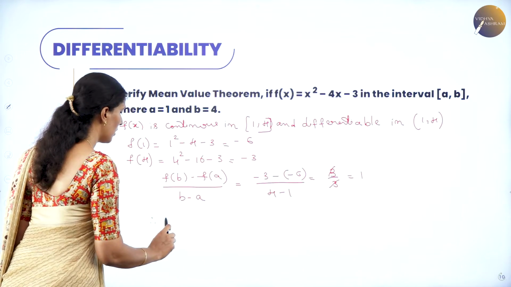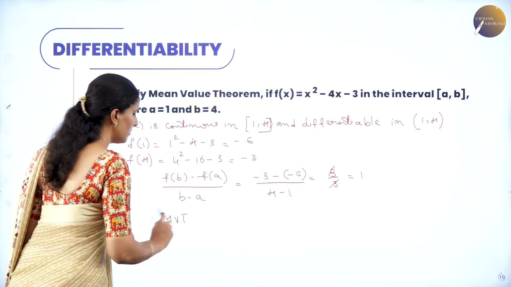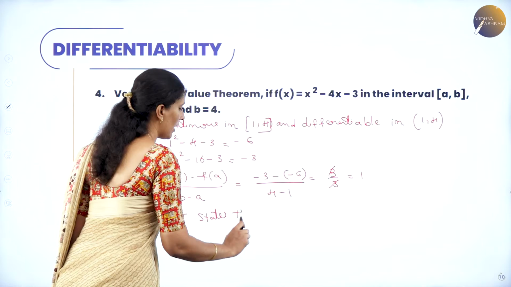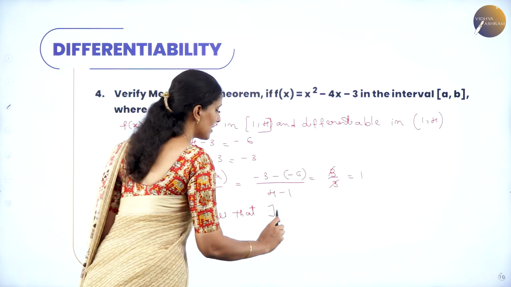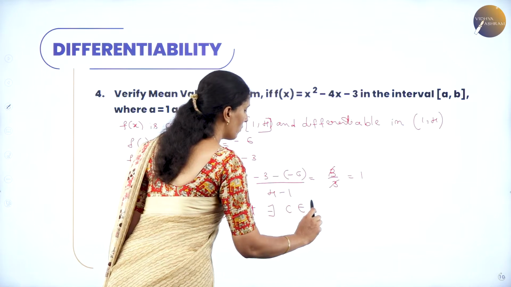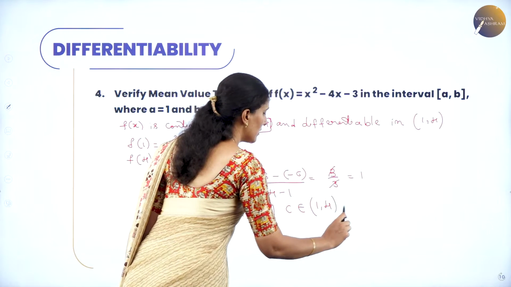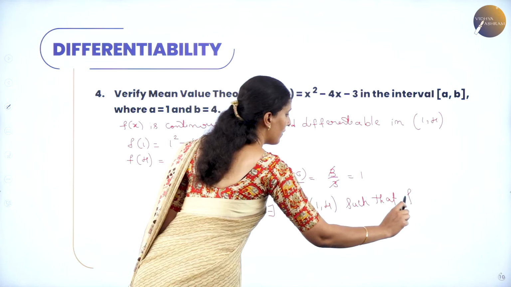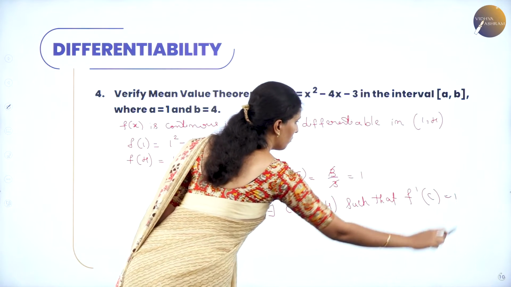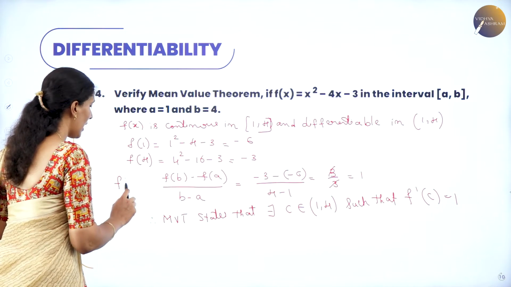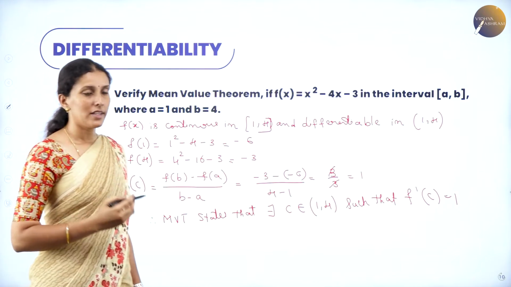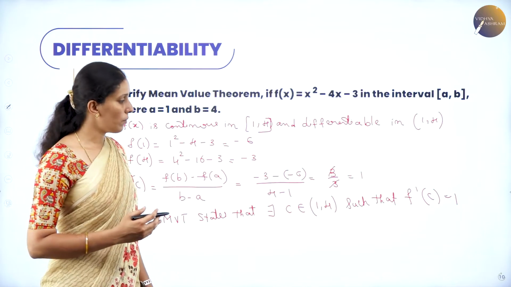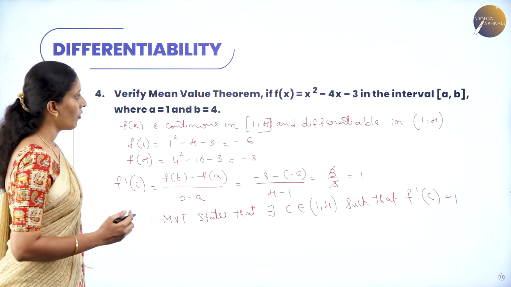So therefore mean value theorem states that there exists c belongs to the interval 1 comma 4 such that f dash of c is equal to 1. So this is what actually f dash of c is here. Now since mean value theorem says that there exists a point c belongs to 1 comma 4, let's find out the derivative of f of x.